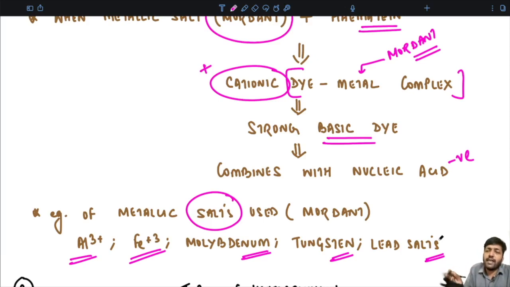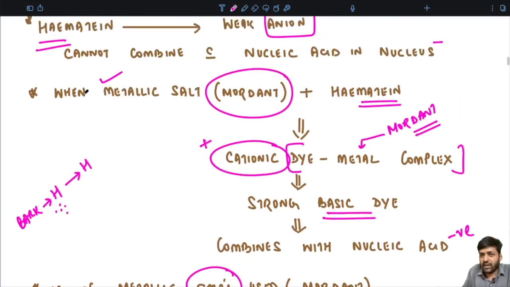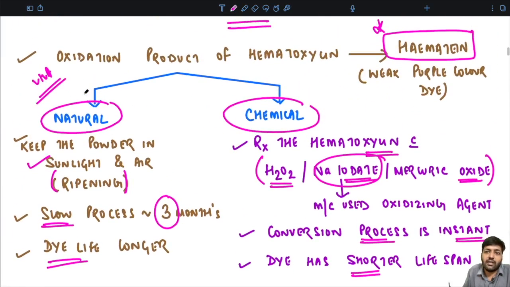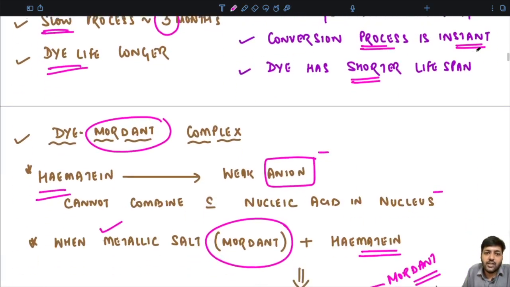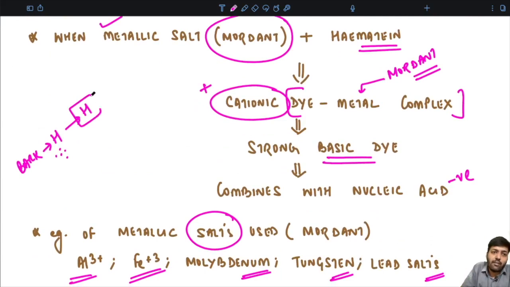I am just going to revise very fast. You obtain the hematoxylin from the bark of the tree in the form of a dry powder, which has to be oxidized into hematine, as we have seen over here. Once it is converted into hematine, the oxidized product, it then combines with the mordant, and only after this is a dimordant complex formed that can combine with and stain the nucleic acid that we visualize under the microscope.